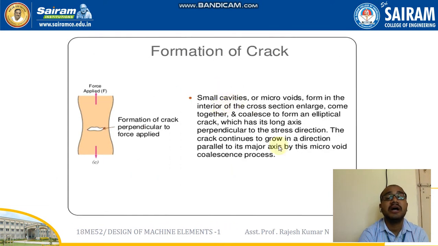Then how the crack is formed. The small cavities, or micro voids, which form in the interior of the cross section, enlarge, come together and coalesce to form an elliptical crack which has its long axis perpendicular to the stress direction. You are able to see this. If this is the direction of the load applied, the crack will always be formed perpendicular to the load applied direction. So the crack continues to grow in a direction parallel to the major axis by this microvoid coalescence process. Unless we stop the load application, the crack will keep on increasing.